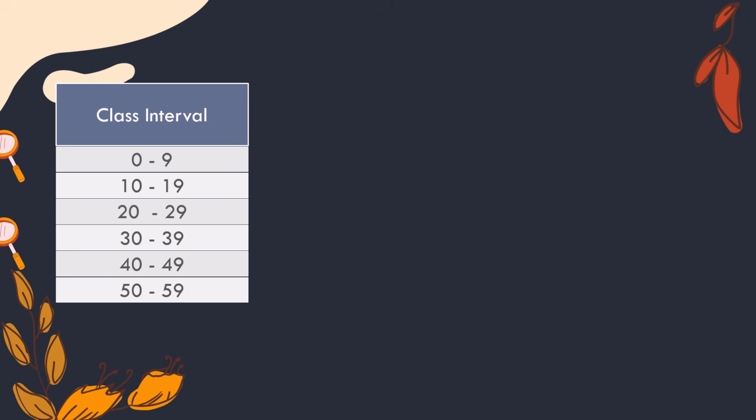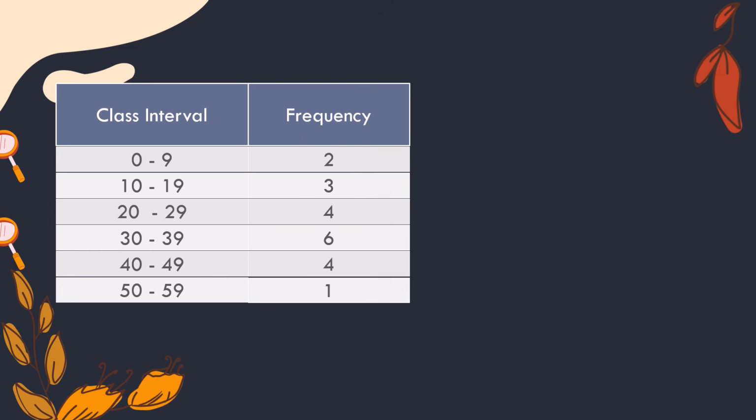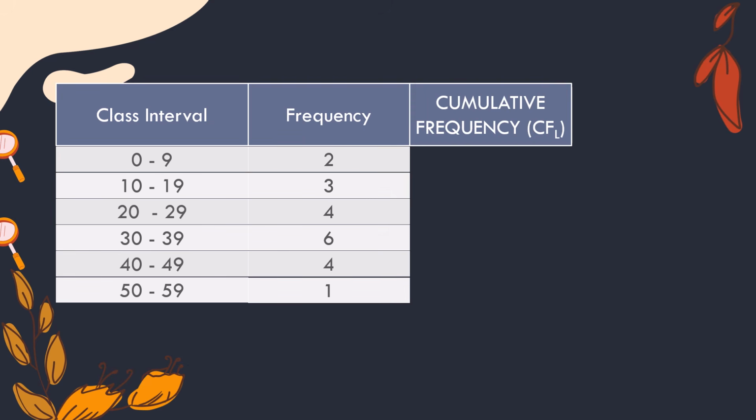So we have the given classes: 0 to 9, 10 to 19, 20 to 29, 30 to 39, 40 to 49, 50 to 59. So the interval is 10. The given frequencies are 2, 3, 4, 6, 4, and then 1. Let us identify the cumulative frequency. First, we need to copy.